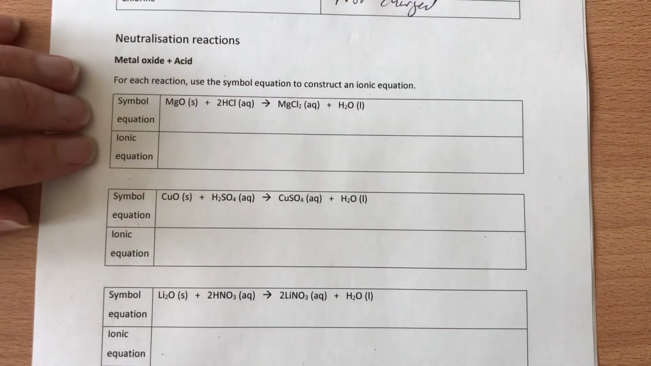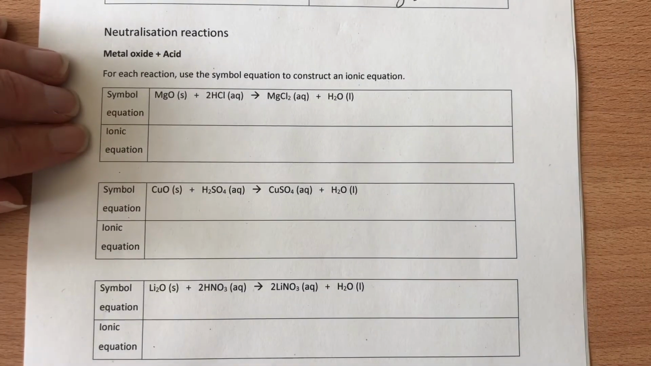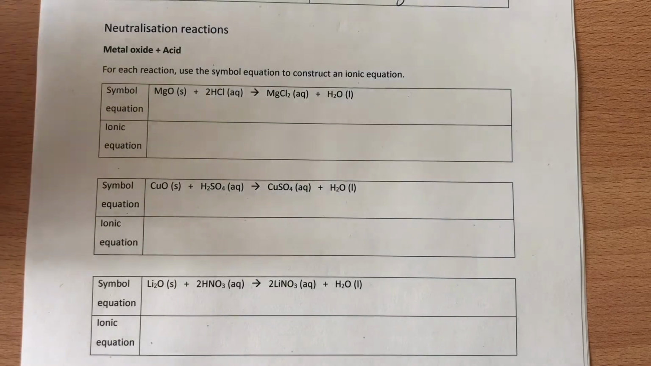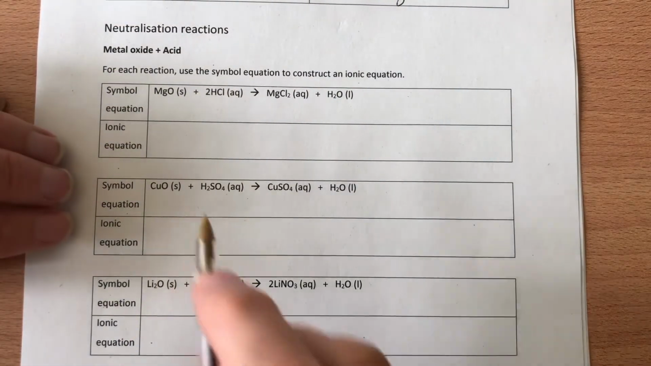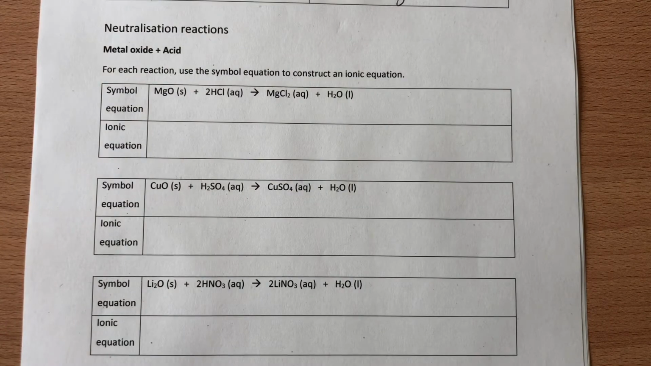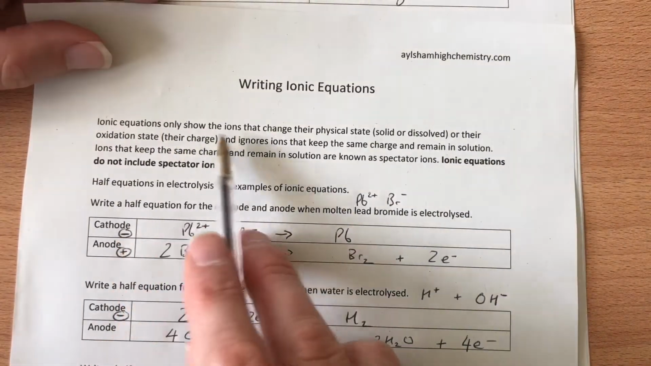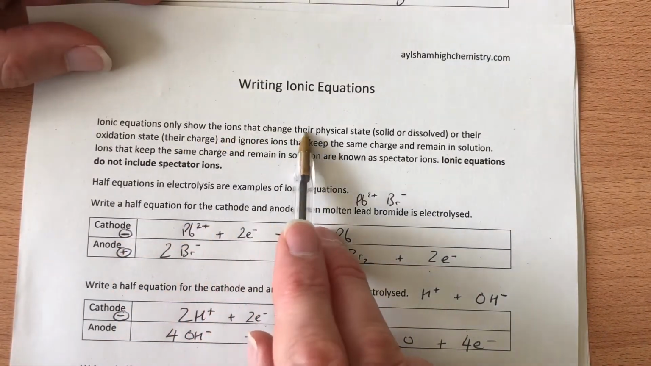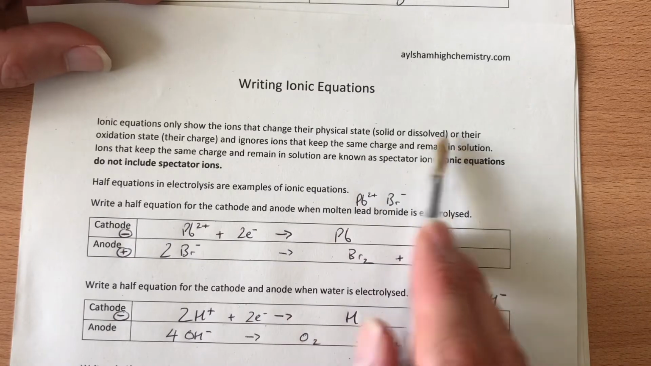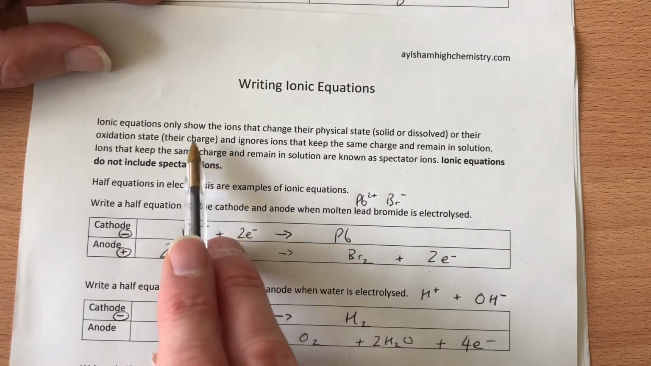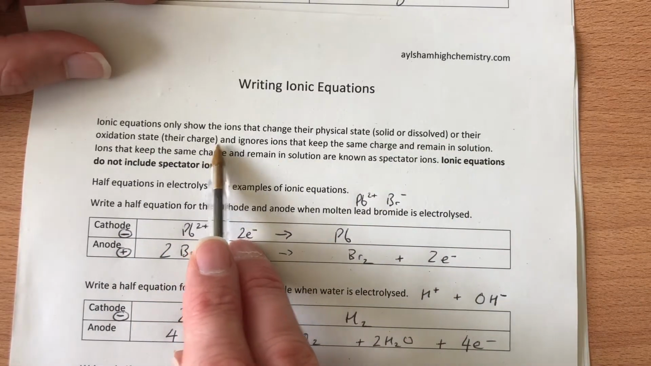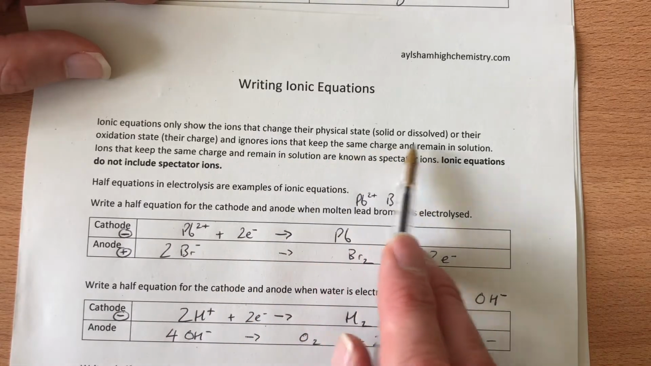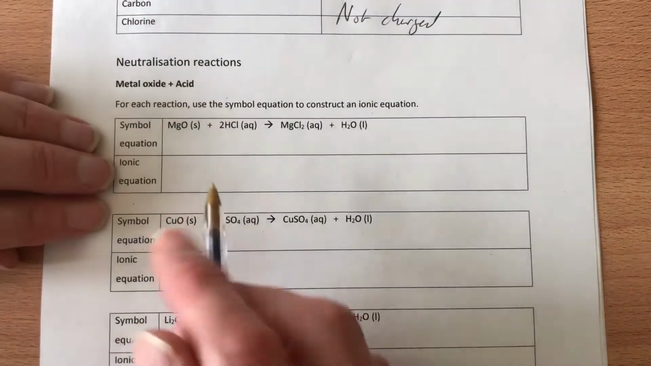Okay, so let's have a go and see if we can put some ionic equations together. So that's the base information we need. Now remember, for an ionic equation, let's just go back to this first paragraph because it's really important. We only show the ions that change their physical state, whether they're solid or dissolved, or their oxidation state, their charge. And we're going to ignore ions that keep the same charge and remain in solution, so we don't include those.